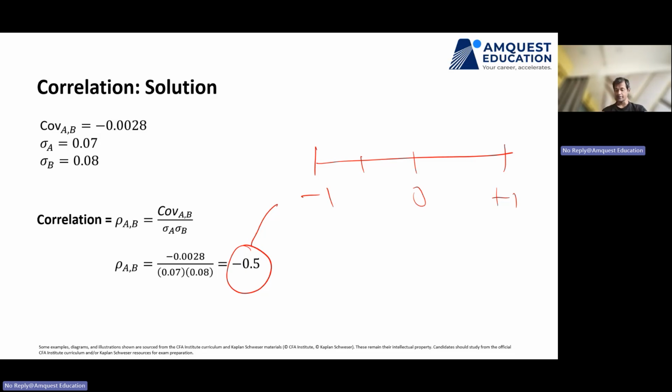But this also means one thing, it's very important. It means that if A goes up by 10%, what will be the impact on B? Can you answer? B will go up or B will go down? It will go down, right, sir? Well done. And B will go down by how much? 5%. Well done. Excellent.